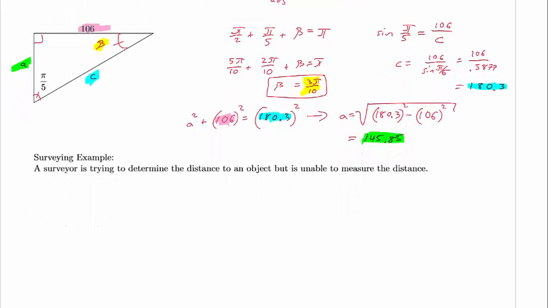So let's go ahead and use this for a real-life example. We have a surveyor who is trying to determine the distance to an object, but he is unable to measure the distance directly. Basically, we're trying to come up with a calculation. We've got a surveyor. He's got his little instrument here, which measures angles, and he's got the object over here that he's trying to find, and he wants to know, okay, what is the distance from here to here?